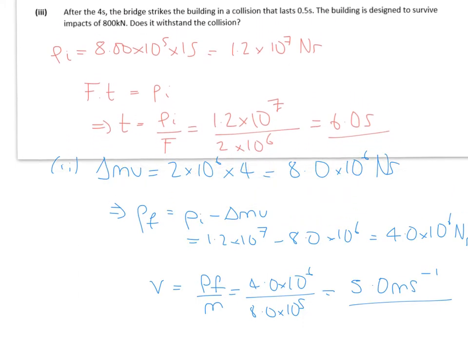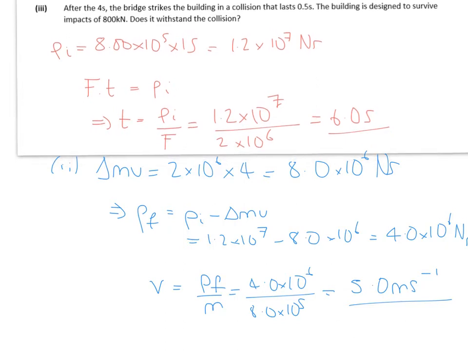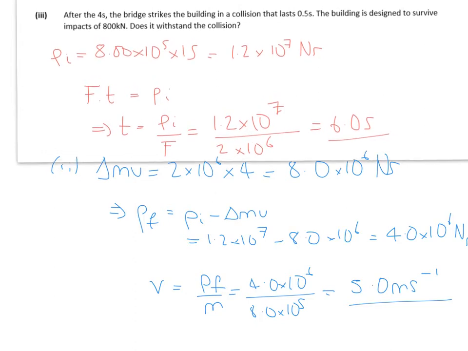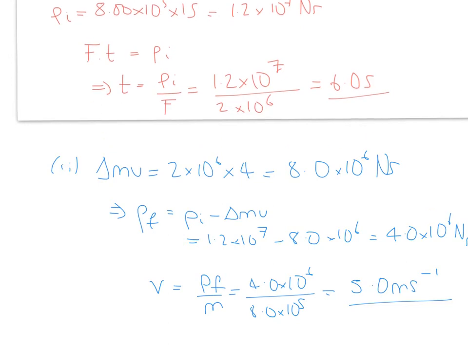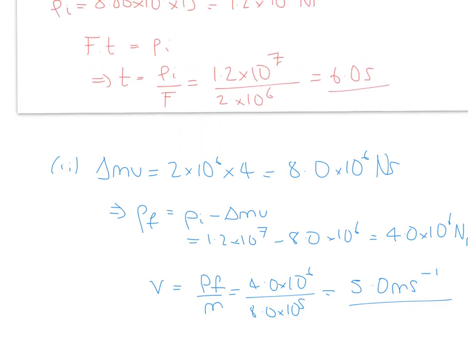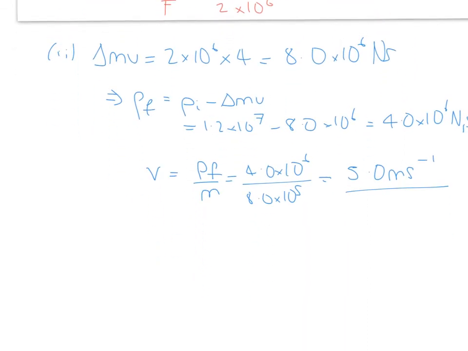So after the 4 seconds, the bridge strikes a building in a collision that lasts 0.5 seconds. The building is designed to survive impacts of 800 kilonewtons. Does it withstand? So we know how much momentum it has, 4 times 10 to the 6. So that's 4 times 10 to the 6.